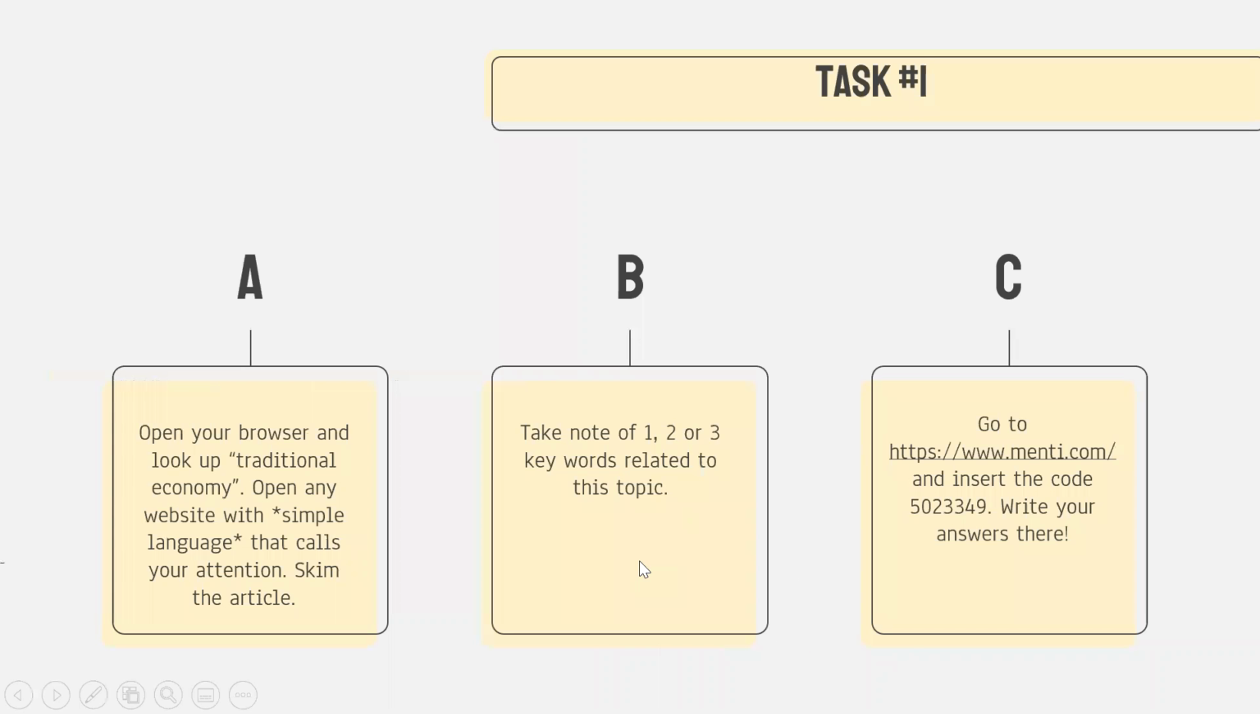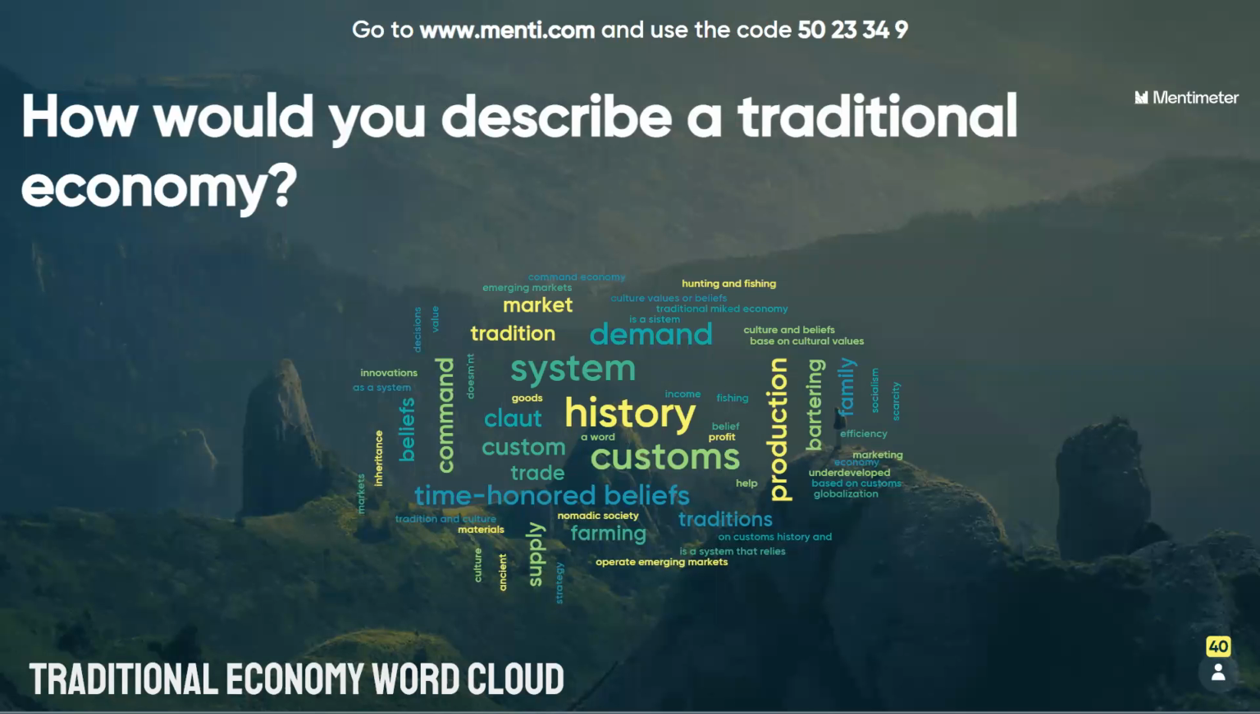So, we did this task. Of course, you're not going to do it right now. We did it online. I asked your friends to open their browsers and look up traditional economy, to do a pre-research of what we were going to see. So they had to select any web page that they liked. They had to read it very quickly. And they would take note of 1, 2, or 3 keywords related to this topic. And then they had to go to this page and insert the code so we could create this word cloud together. And this is what we came up with.